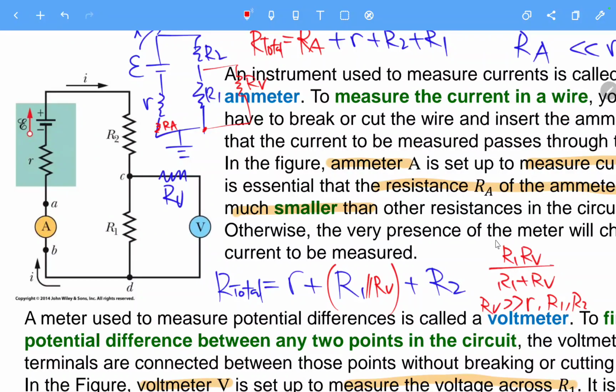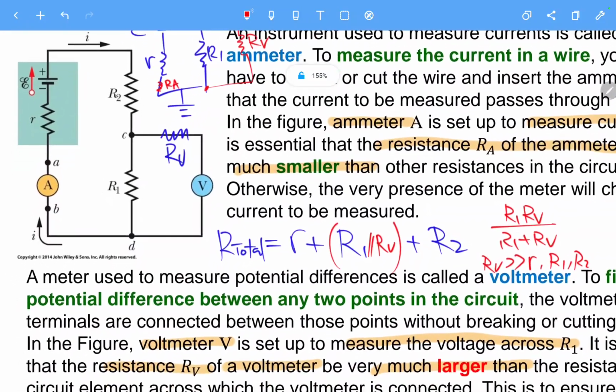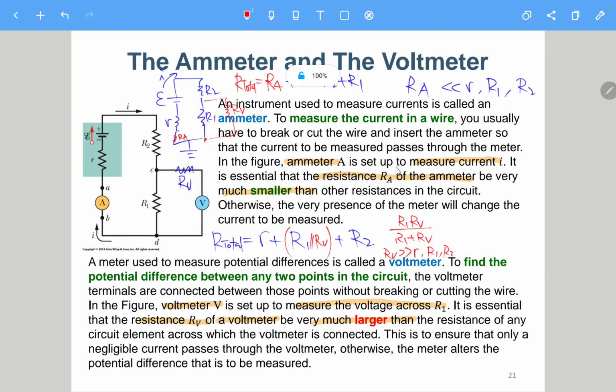So it shrinks back to R1. So if RV is very large, it doesn't change the R total, and in that case, it doesn't change the current or other voltage at the nodes. So in short, for an ammeter, we hope the intrinsic resistance RA to be smaller than the other. And for a voltmeter, we hope the intrinsic resistance of a voltmeter is much larger than the other resistance.